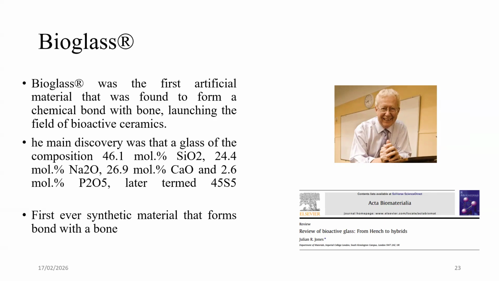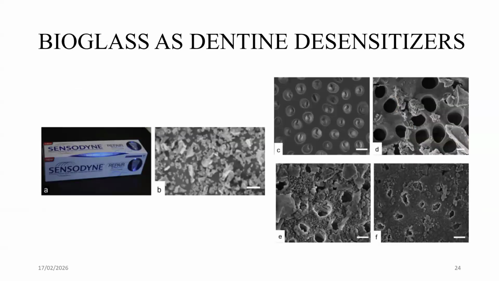Now there are different formulations. There is 65S5 also, 51S5 also, and there are different ones. But for bioglass, 45S5 is the main formulation. It's actually available in a lot of things around you as well. So Sensodyne, it is used as a dentine desensitizer. It has been added, and it can then go into the dentinal tubules and prevent and protect anything from going inside the tubules and triggering sensitivity.